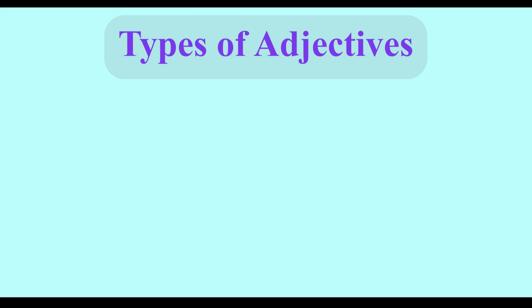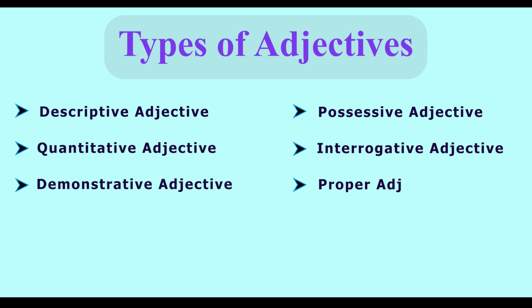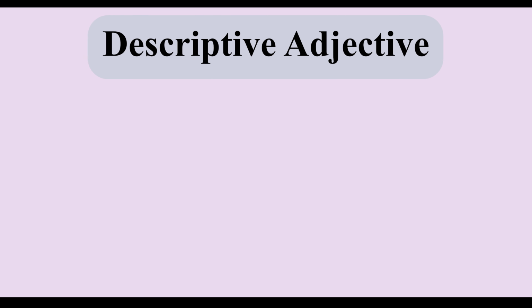There are 6 main types of adjectives: descriptive, quantitative, demonstrative, possessive, interrogative, and proper adjectives. Let's go through each one with an example so it becomes nice and clear. Let's start with descriptive adjectives.